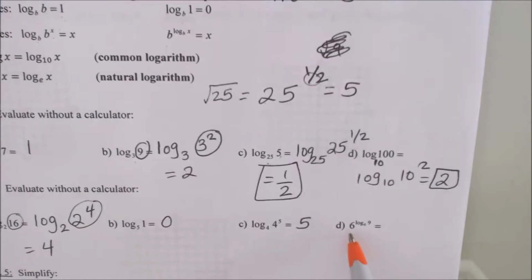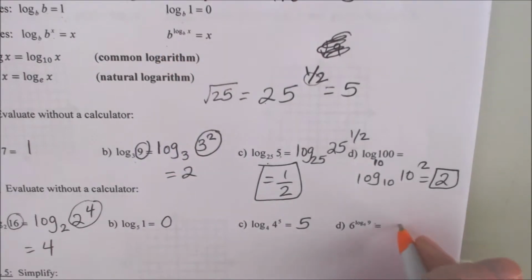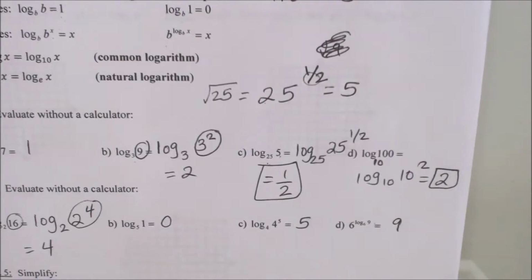Letter D, 6 raised to the log base 6 of 9. What does that leave me with? So that's an application of this property right up here. So that just leaves me with 9.